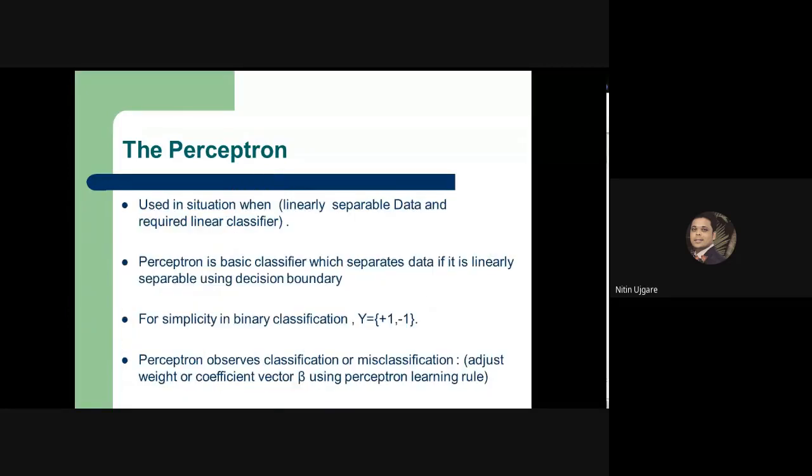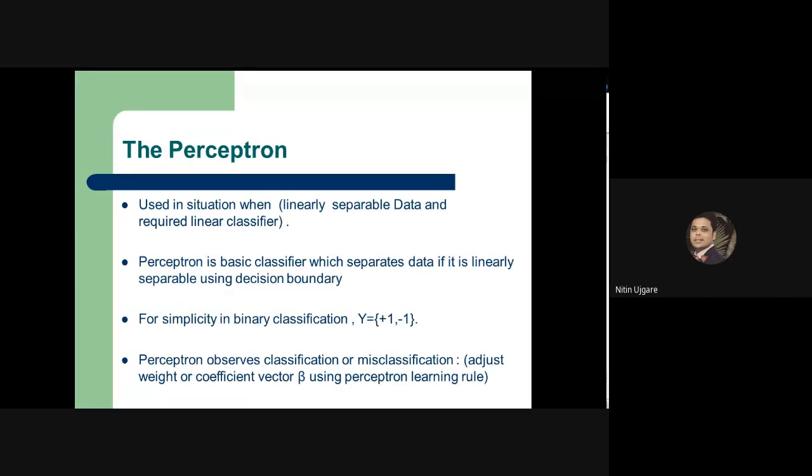So let's go to the next. In which situation are perceptron classifiers used? Perceptron classifiers are used in a situation when the data is linearly separable and our objective is to construct a linear classifier. So in certain situations, the perceptron is used.